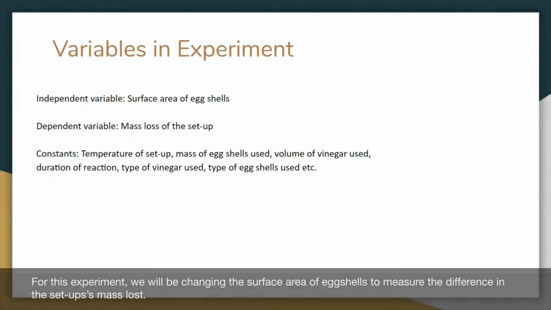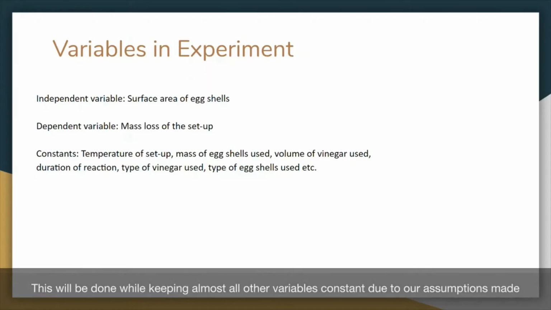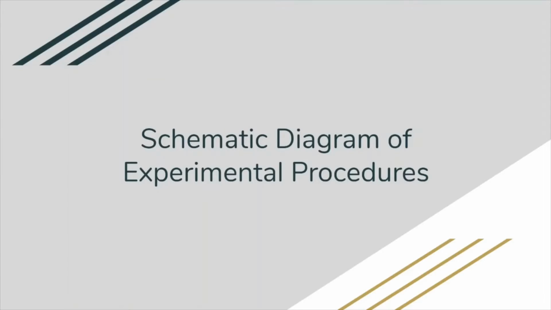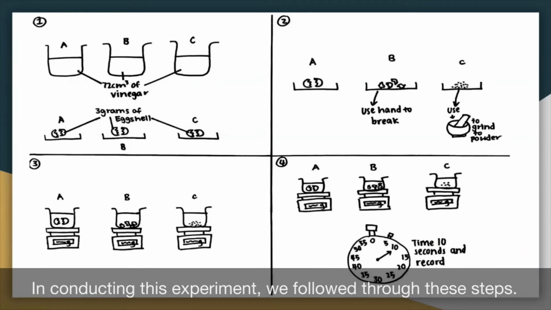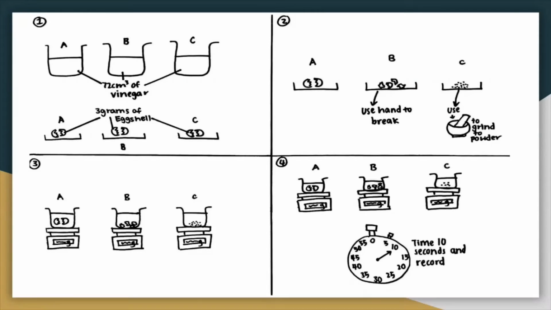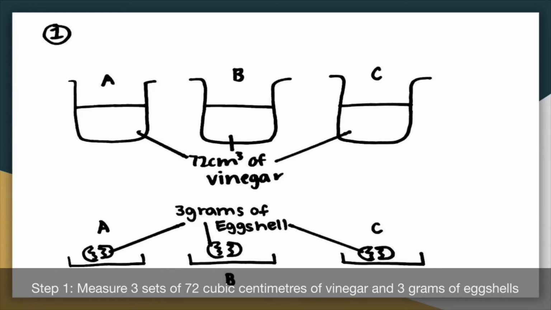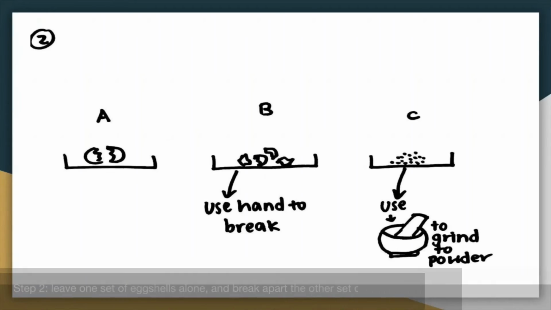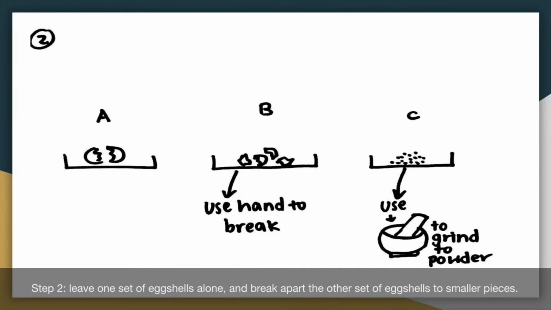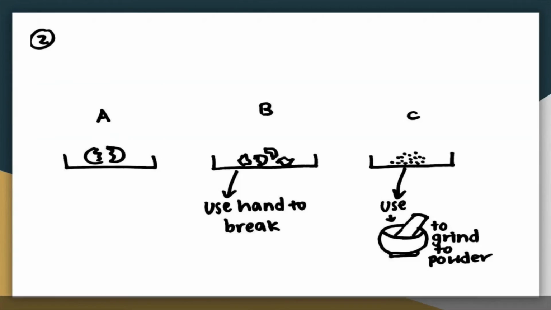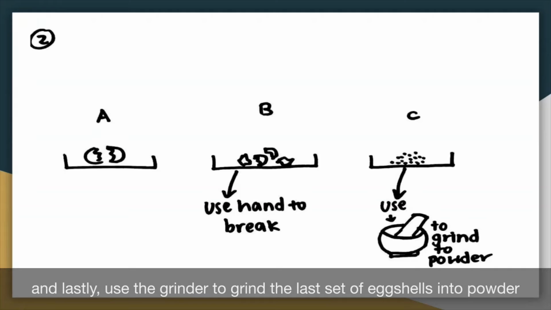For this experiment, we will be changing the surface area of eggshells to measure the difference in the setup's mass loss. This will be done while keeping almost all the other variables constant due to our assumptions made. In conducting this experiment, we followed these steps. Step 1. Measure 3 sets of 72 cubic centimeters of vinegar and 3 grams of eggshells. Step 2. Leave one set of eggshells alone and break apart the other set of eggshells to smaller pieces, and lastly use the grinder to grind the last set of eggshells to powder.